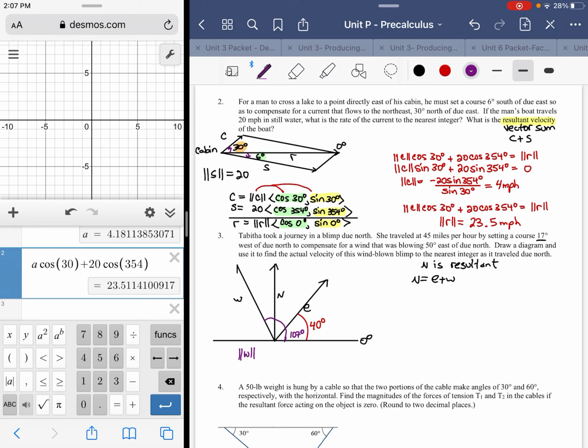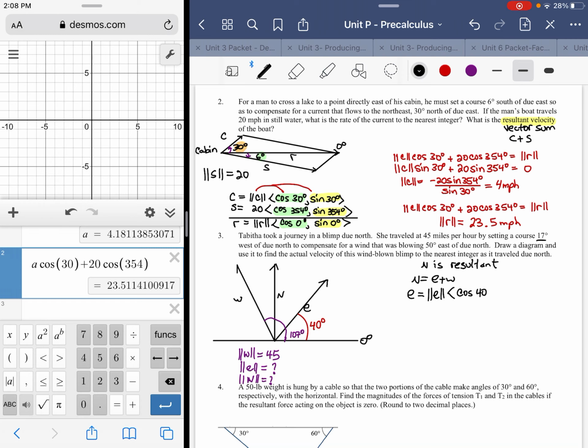All right. Now, she traveled at 45 miles an hour by setting a course 17 degrees. So they're telling us that the magnitude of W is 45. We don't know the magnitude of E, and we don't know the magnitude of N, which for whatever reason I opted to make capital here. All right. So it looks like a similar problem to what we just did.